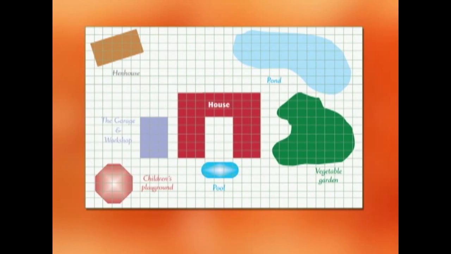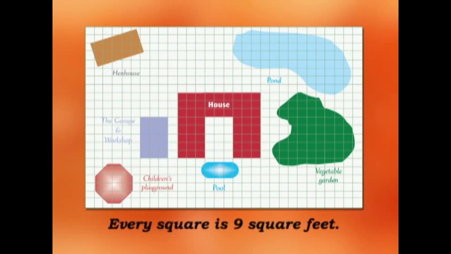What is the total area of the farm? Well, we measure the length by counting all the squares at the top, and we measure the width by counting all the squares down one side, and we multiply them together. Then we multiply by 9, because each square is 9 square feet.